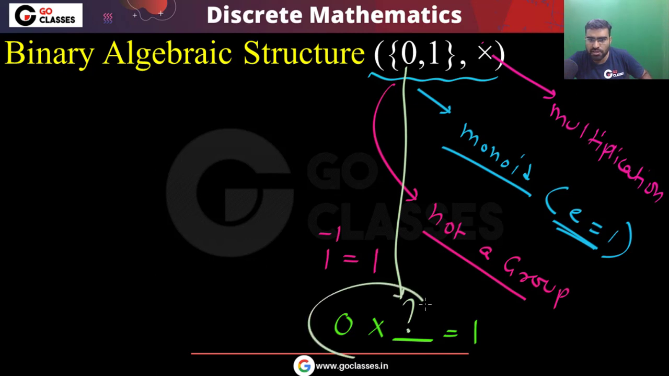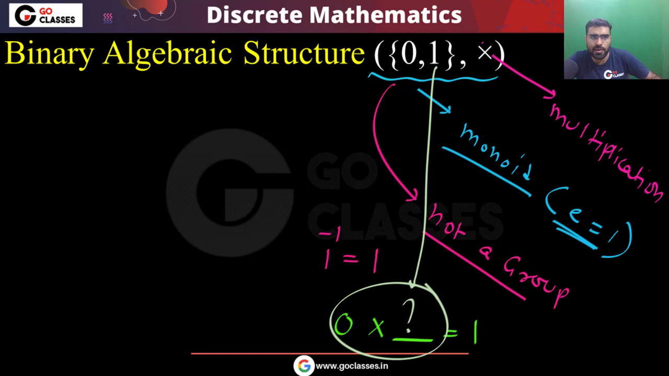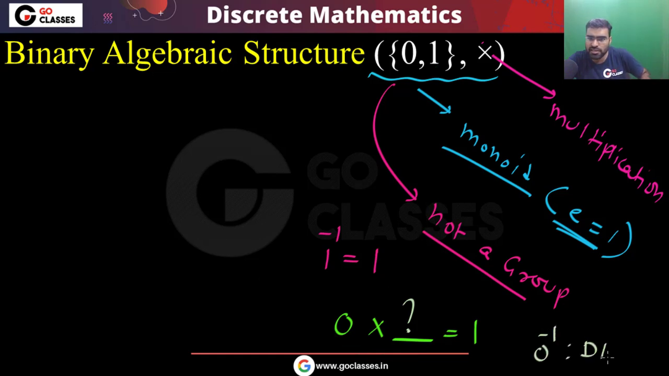If I put 0, then 0 multiplied by 0 will be 0. If I put 1, then 0 multiplied by 1 will be 0. So you can see that 0 inverse does not exist. For this structure, 0 inverse does not exist. And because 0 inverse does not exist, we don't have the inverse property in this structure. So this structure is not a group.